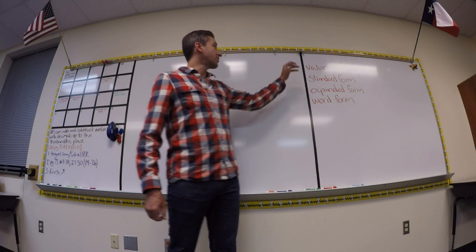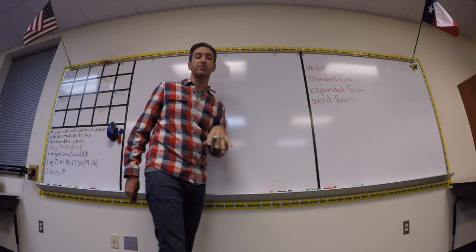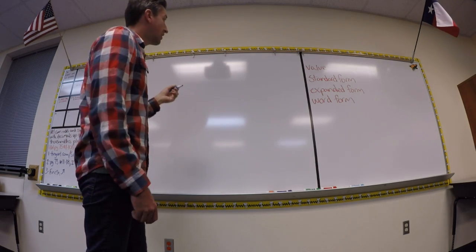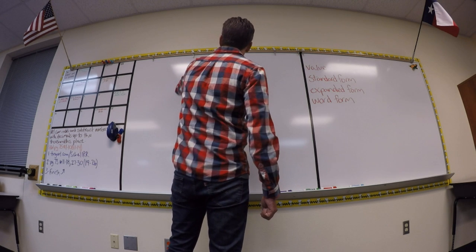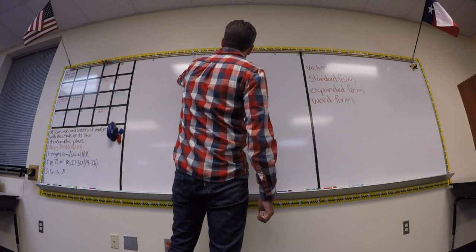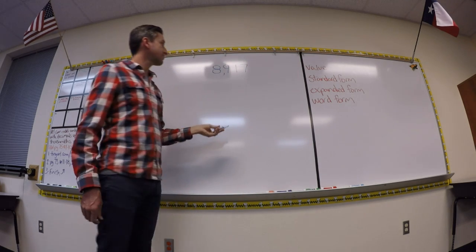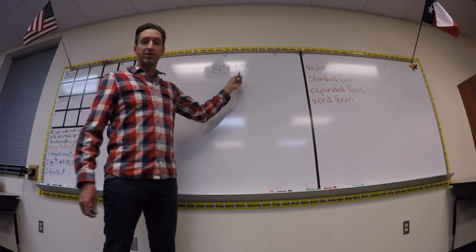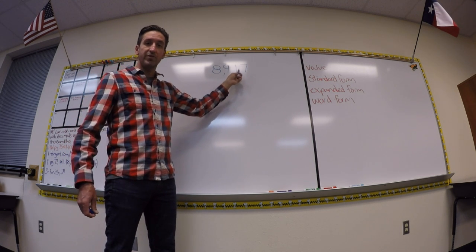Alright, so we have 4 words. We have value, standard form, expanded form, and word form that are going to be important for us for this test. Value. We're going to take a number like 8,917. Now, value talks about the value of this 7 is 7 ones.